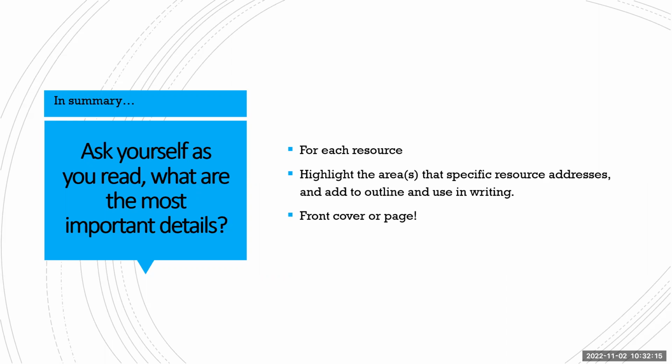If there is a resource in your bibliography that you did not use in your writing, that you did not reference somehow, it should not be in your bibliography. So you need to do this for each and every one of your resources. Keep that in mind. You want to highlight the areas that specifically address the resources and add to your outline if you're using that, or your concept map, so that you would then use that in your writing or your presentation or your argument, whatever it is. I put here the front cover page, and that's just my preference.